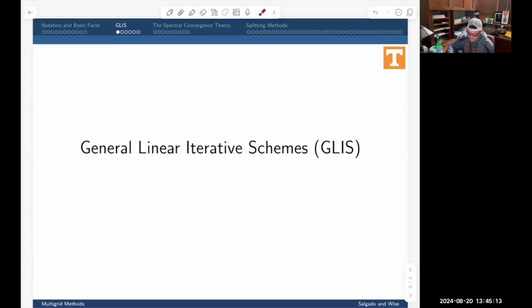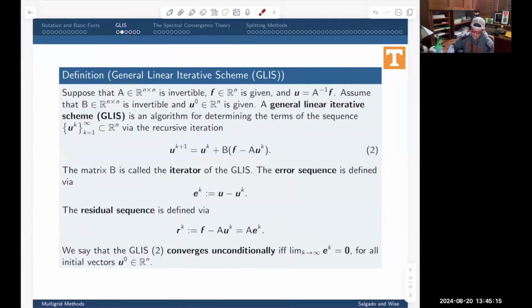So what is a general linear iterative scheme? It's given in this definition. Suppose that A is invertible. That's the least amount of stuff that we need to get things working for this to make sense. Suppose that F is a given vector. F is always given. I guess in the back of your mind, you should be thinking, I want to solve this problem. Okay. So we're going to come up with a way of constructing a sequence such that the sequence converges to the true solution U. That's the idea.